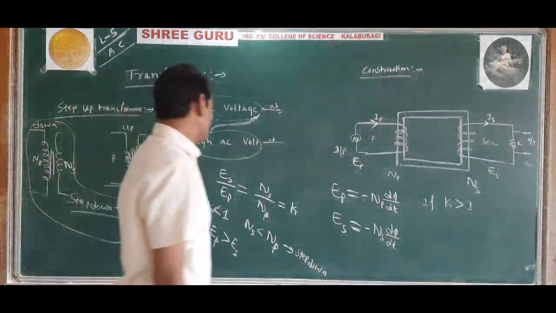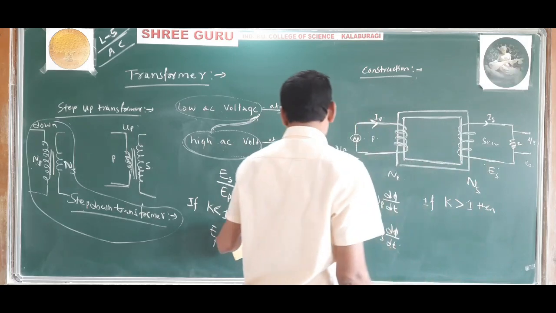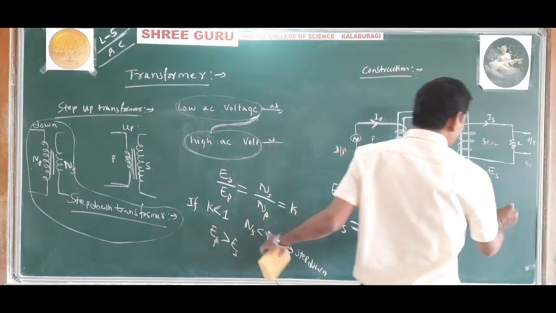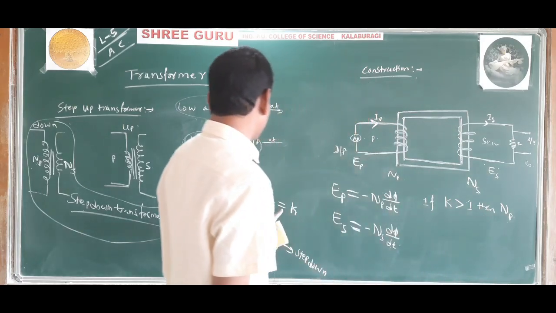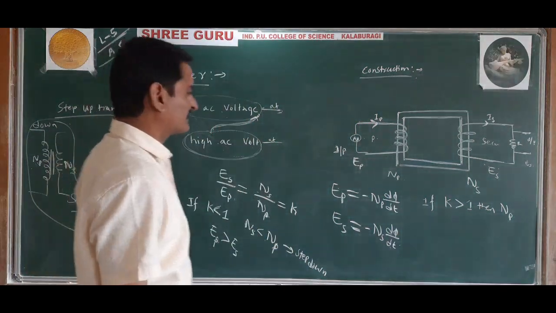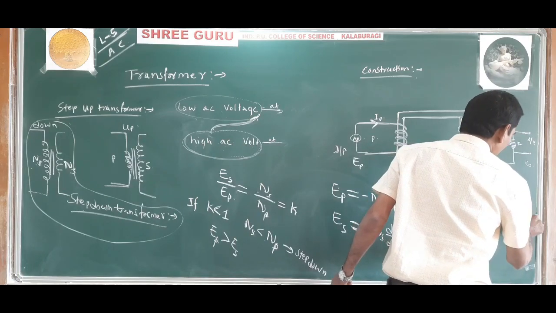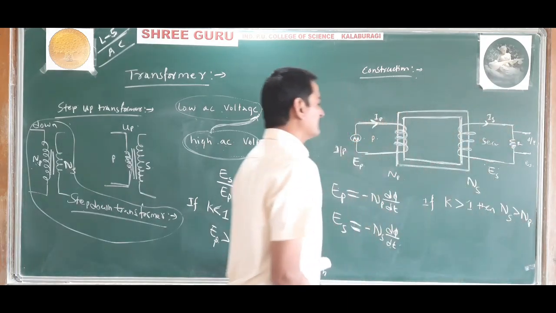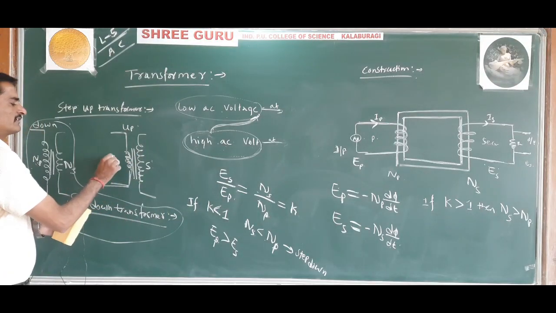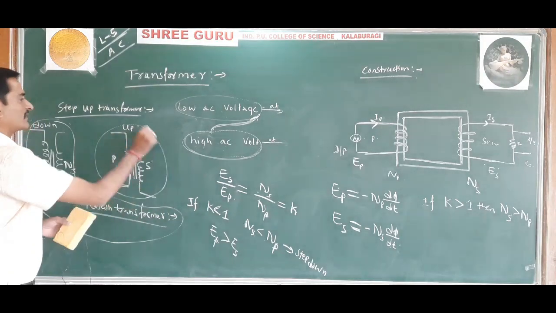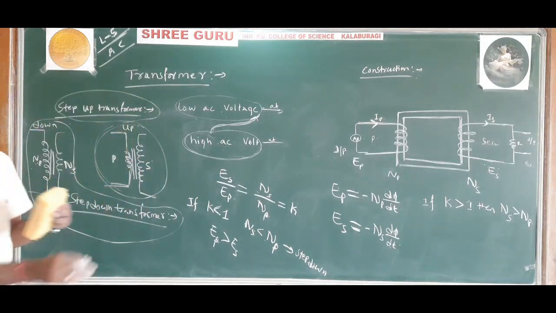Similarly, if K is less than 1, then it will be a step down transformer. If K is greater than 1, then NS will be greater than NP. That is, the number of turns in the secondary coil is greater than the number of turns in the primary coil. Then it is called a step-up transformer.